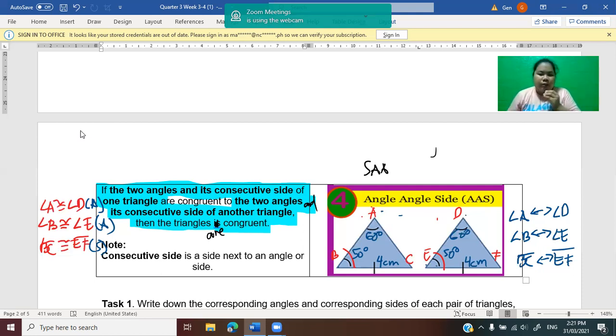Okay. So, this is a short video lesson. Kasi i-illustrate lang naman natin, wala pa tayo masyado sa proving. Kaya yun lang yung ginawa natin ngayon.